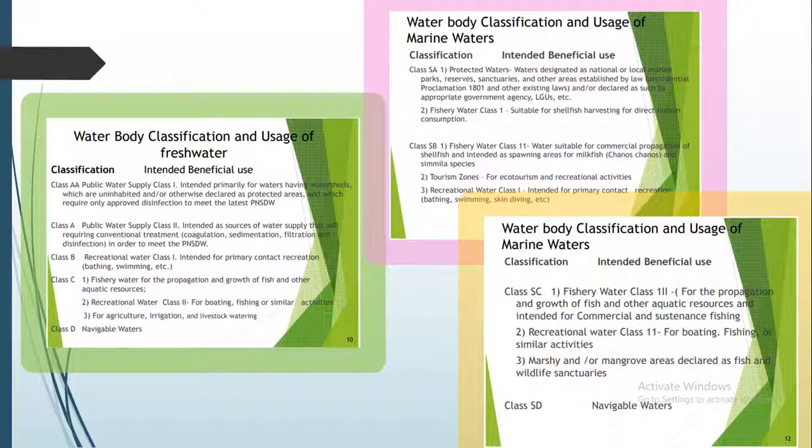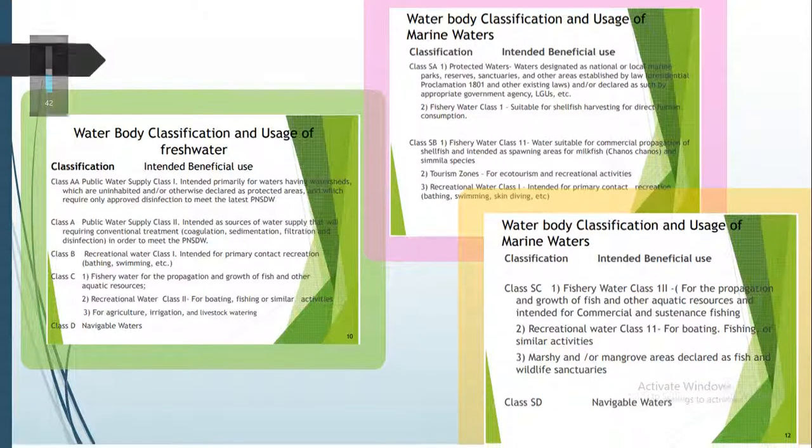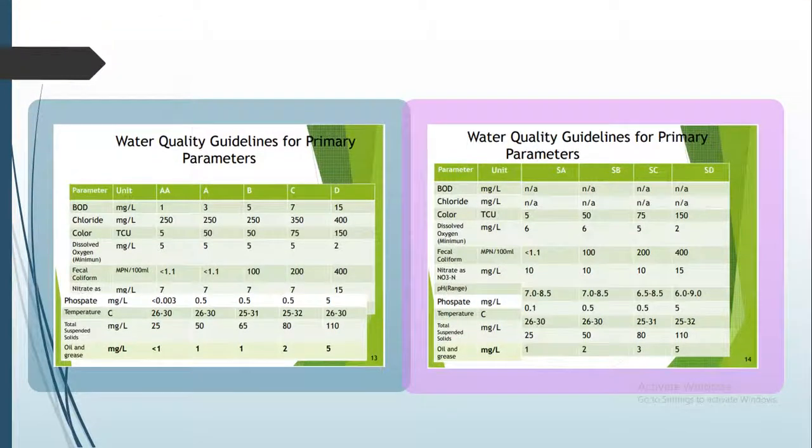So how do they do this? First, water quality management areas are classified into different categories depending on their beneficial use. Second, they establish water quality guidelines or standards on every water quality management area. These standards refer to the allowable concentration of specific pollutants or substances or physical or chemical characteristics such as biological oxygen demand, dissolved oxygen, nitrates, phosphates, or total suspended solids.